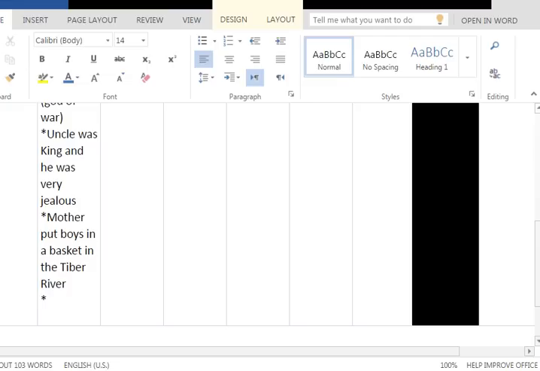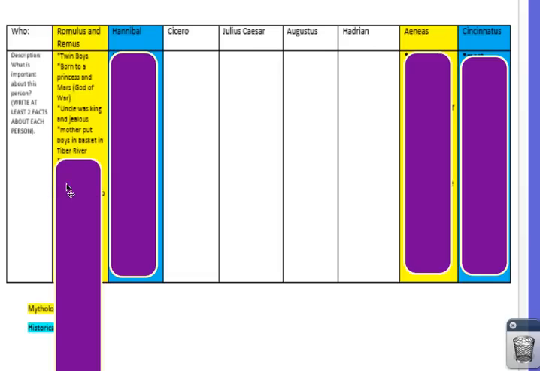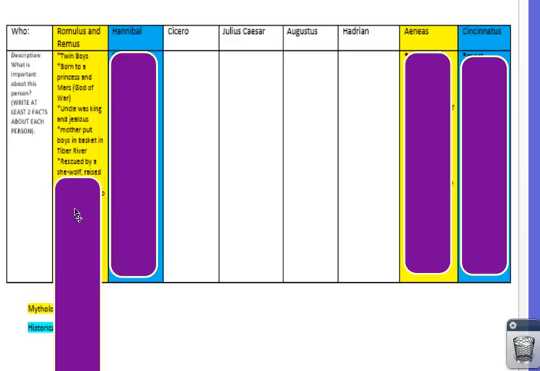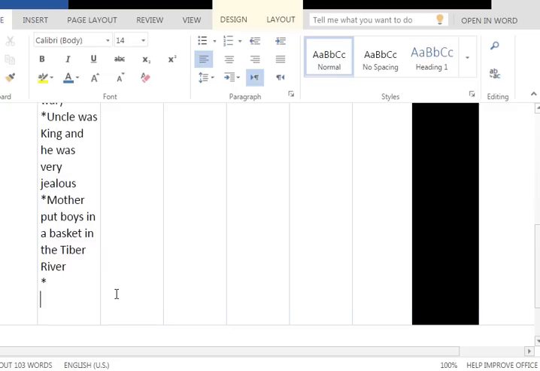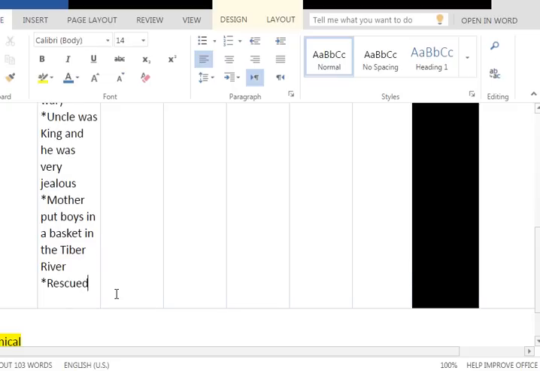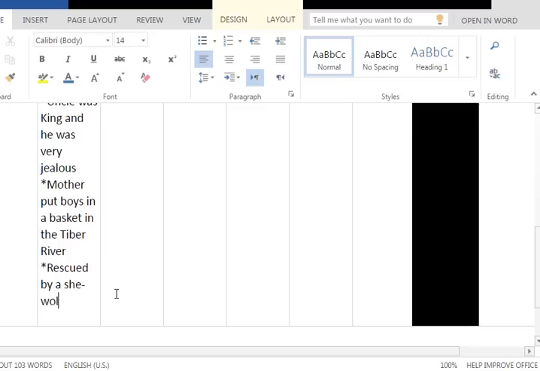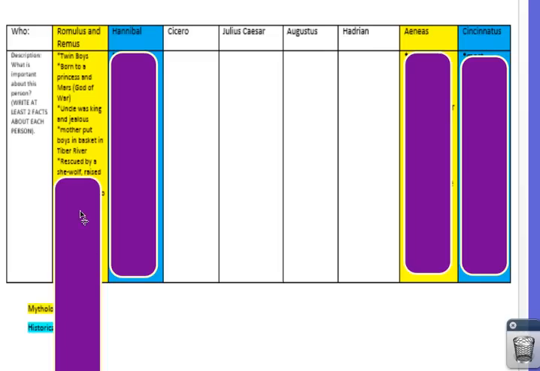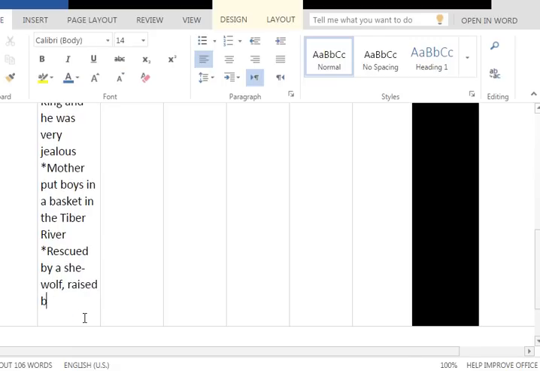We know from what we read just a few minutes ago that they did not drown. They were, though, according to this picture that we read, rescued by a she-wolf. Alright, so we're going to go ahead and put that fact in. A she-wolf is just a female wolf. And I put a comma here because the story says that they were rescued by a she-wolf, but later a shepherd found them and he raised them. He adopted them and raised them. So we put rescued by a she-wolf, raised by a shepherd. So we're going to add that right here. Raised by a shepherd.